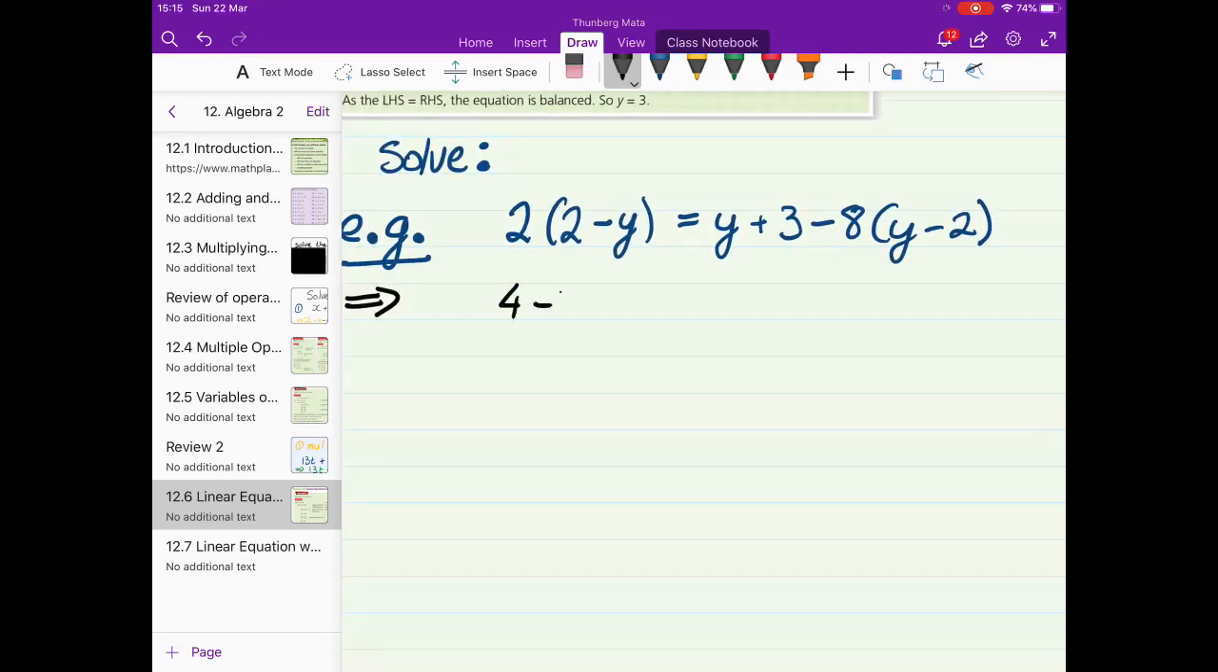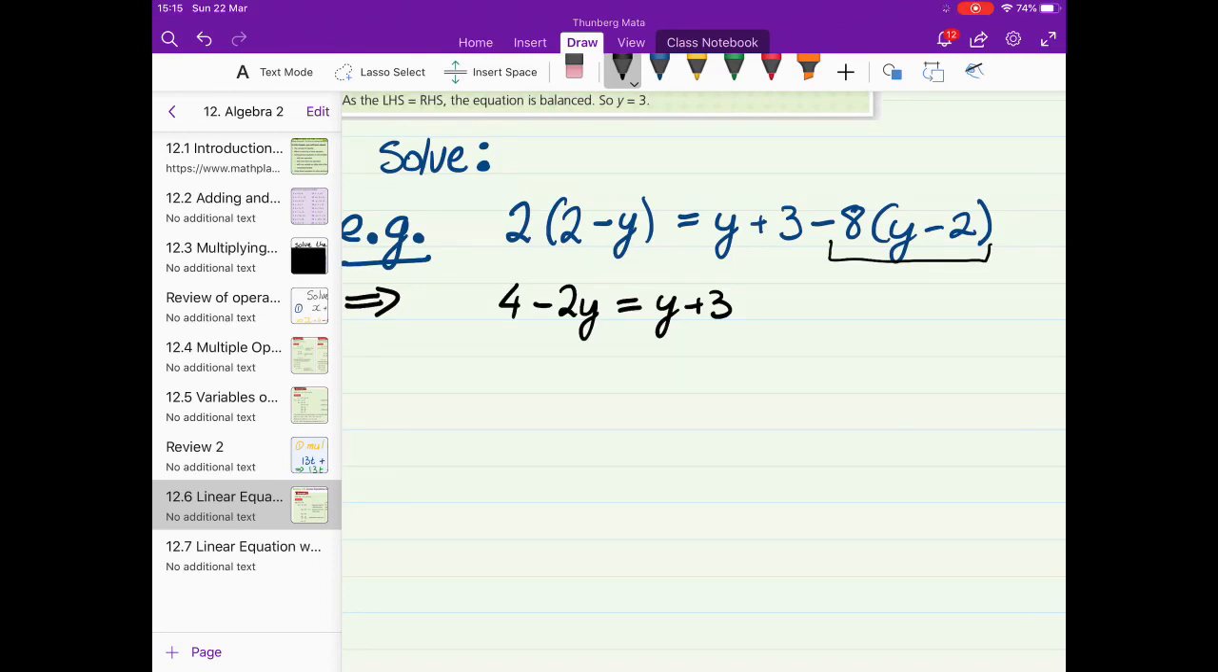So from what I've written out here on the right hand side, I've used my array, so I can say 2 2's give me 4 minus 2y is equal to y plus 3. So there's no brackets on the y plus 3. There's nothing that can be multiplied. So we're going to leave that alone for now until everything gets multiplied out. I also have this second bracket here, so I'm going to multiply that out now.